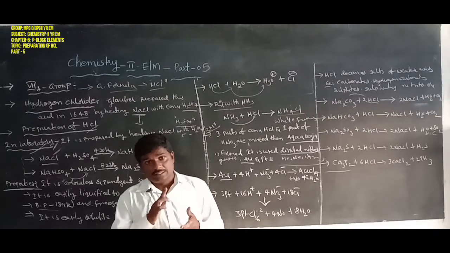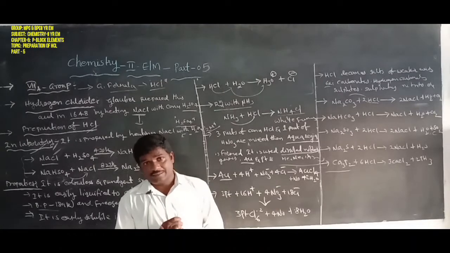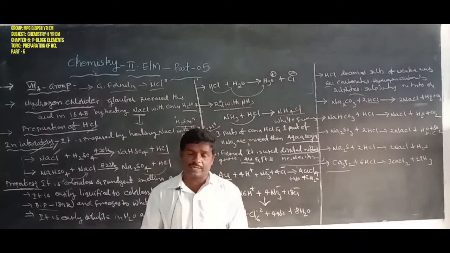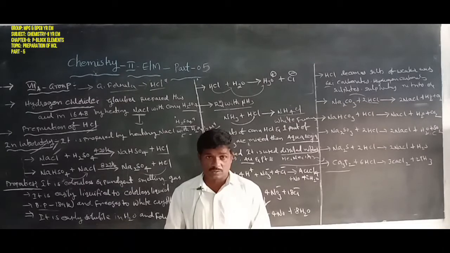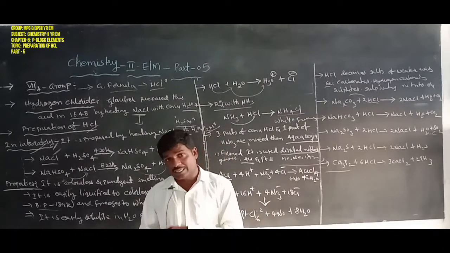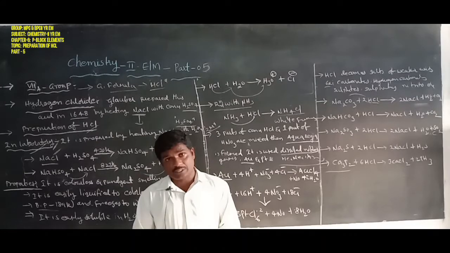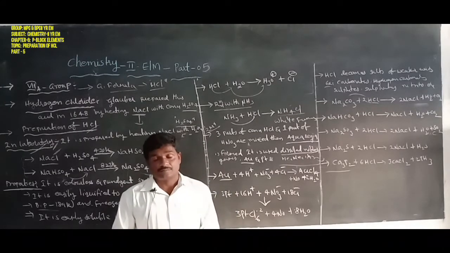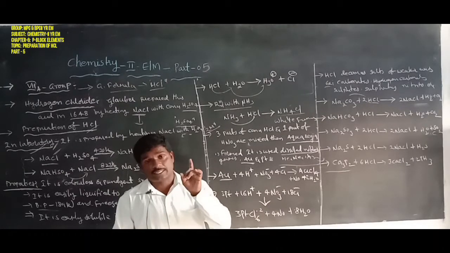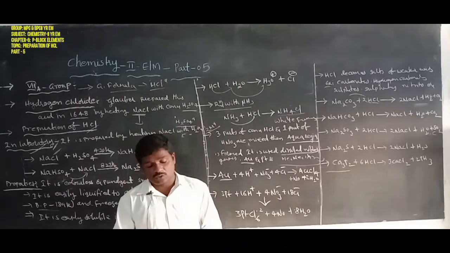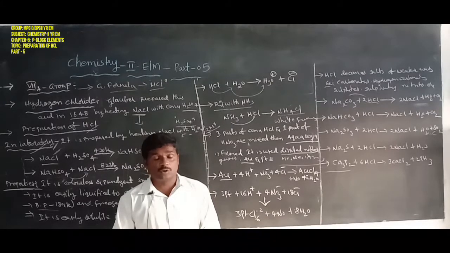Here are the uses of hydrochloric acid. Hydrochloric acid or hydrogen chloride is used for the manufacture of chlorine, ammonium chloride, and glucose. Next, hydrochloric acid is also used for extracting glue from bones and purifying bone black.